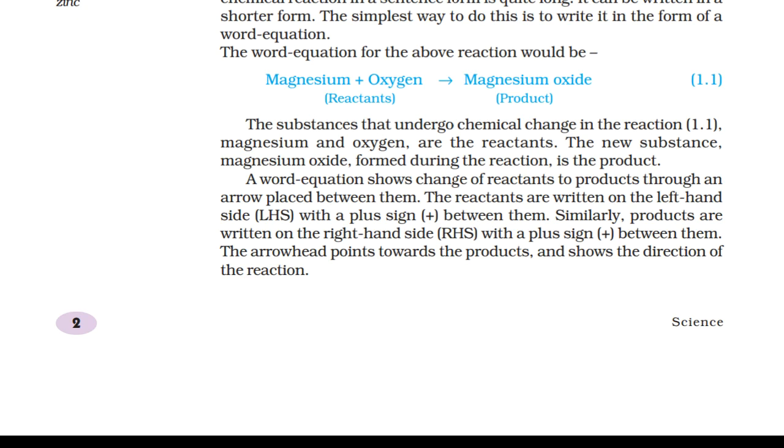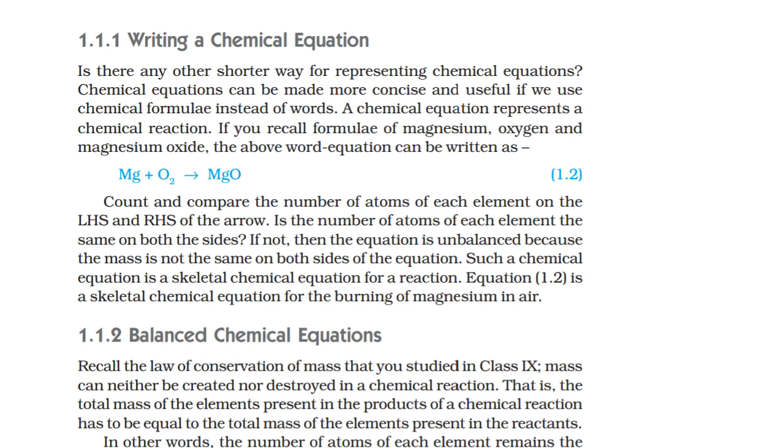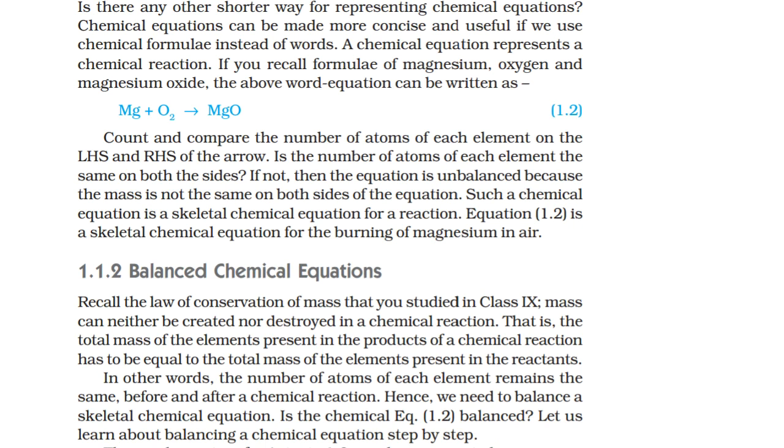Writing a chemical equation. Is there any other shorter way of representing a chemical reaction? A chemical reaction can be made more concise and useful if we use chemical formulae instead of words. A chemical equation represents a chemical reaction. If we recall the formulae of magnesium, oxygen and magnesium oxide, the above word expression can be written as Mg plus O2 arrow MgO, magnesium oxide.